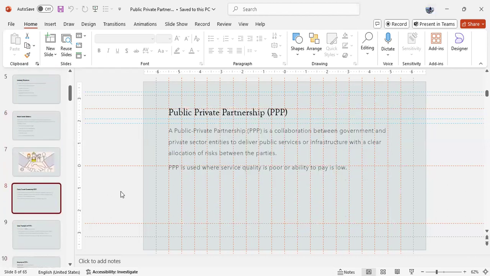Public-private partnerships. A public-private partnership is a collaboration between government and private sector entities to deliver public services or infrastructure with a clear allocation of risks between the parties. Public-private partnership is used where service quality is poor or ability to pay is low.